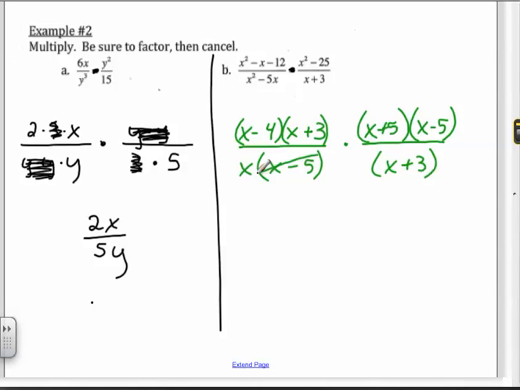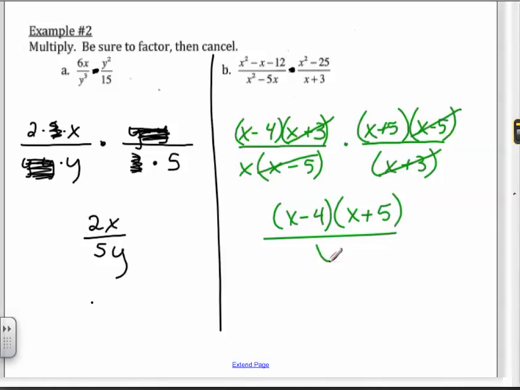I've got an x minus 5 on the bottom and an x minus 5 on the top. I've got an x plus 3 on the bottom, and I've got an x plus 3 on the bottom and x plus 3 on the top. And there's nothing else I can cancel, so now I have x minus 4 times x plus 5 all over x.